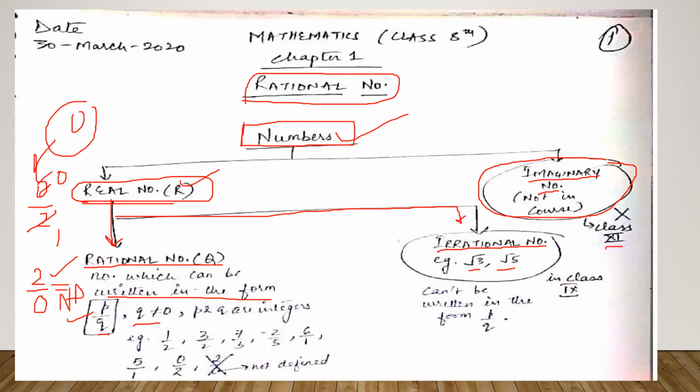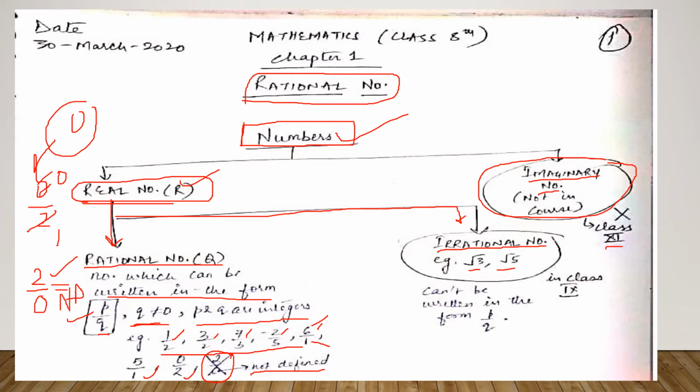That is why I told you that a rational number is any number which can be written in the form p upon q, where q is not equal to 0. Also, p and q are integers over here. Examples of rational numbers are simple: 1 upon 2, 3 upon 2, 7 upon 3, minus 2 upon 5, 6 upon 1. All of these are rational numbers. In this, the above term is known as the numerator and the below one is the denominator. So 5 upon 1 is also a rational number, 0 upon 2 is also a rational number, but 2 upon 0 is not a rational number because it is not defined.